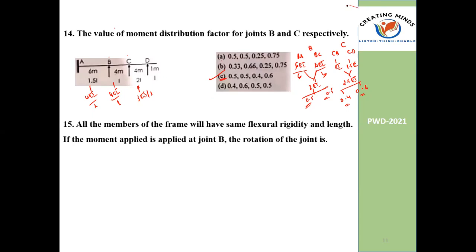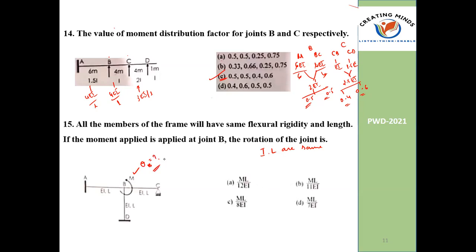All members of the frame will have the same flexural rigidity. If you consider a frame, it has the same EI value, I is constant, and the length is also the same. If the moment M is applied at the joint, the rotation of the joint is asked. What is the theta value? What is the relationship? K equals M by theta. M is given as M only. So theta equals M by K.